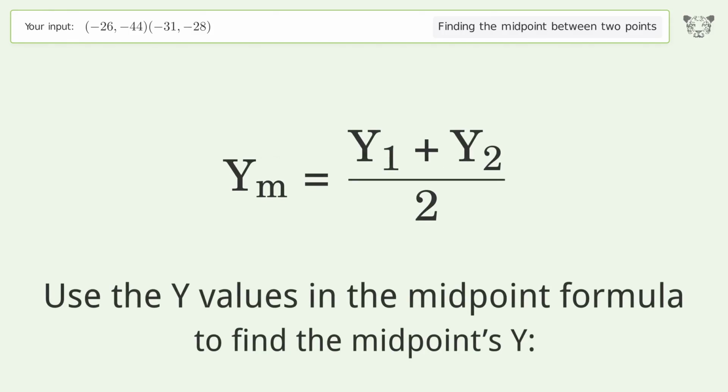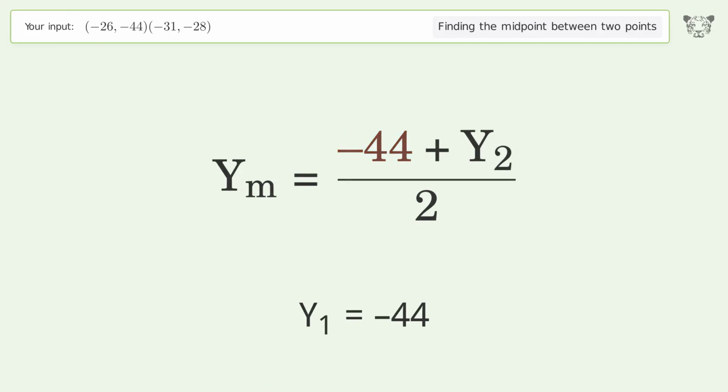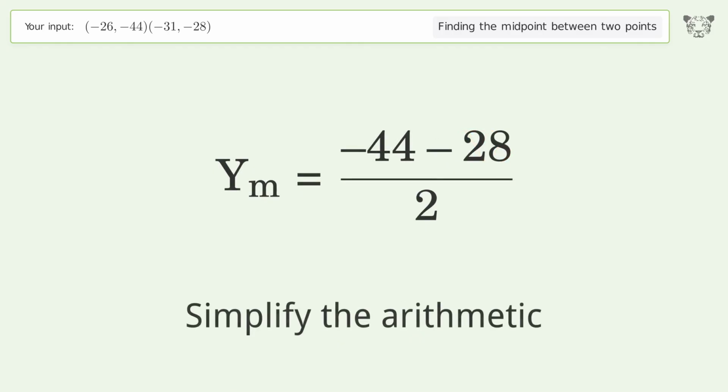Use the y values in the midpoint formula to find the midpoints y. y1 equals -44. y2 equals -28. Simplify the arithmetic.